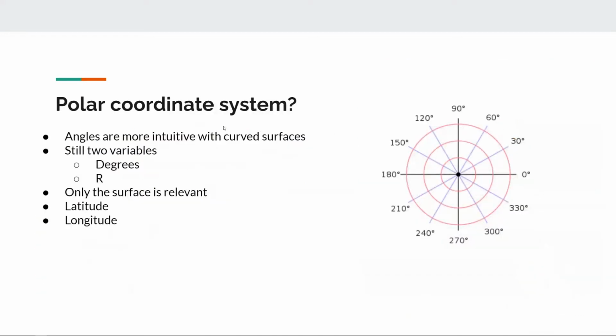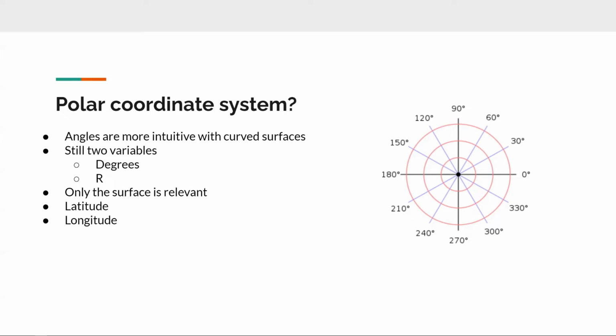Using this system, obviously they used degrees instead of X, Y, and Z, and it made things much easier. Angles are much more intuitive when we're working with curved surfaces like the Earth. If you've ever worked with a polar coordinate system, it's a little different from the Cartesian one we were just working with, where you have X and Y, but it's still just two variables. It's very easy. In fact, if you take some calculus, it makes things quite a bit easier for some equations.